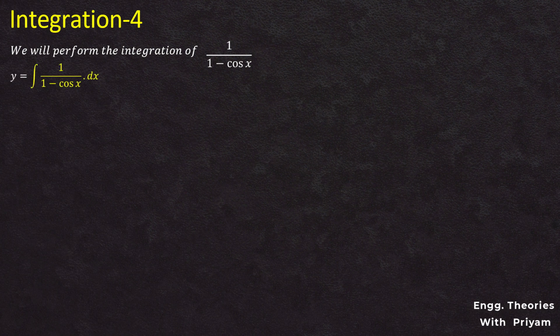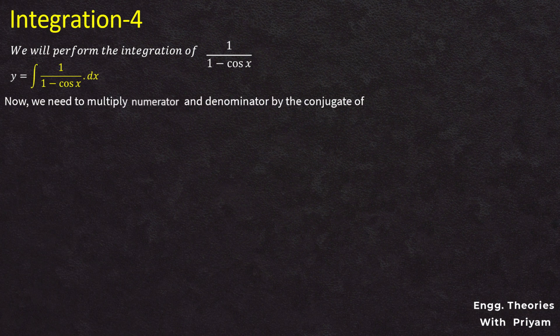In this lecture of integration, we will perform the integration of 1 by 1 minus cos x with respect to x. In order to perform the integration of 1 by 1 minus cos x, we will write y is equal to integration of 1 by 1 minus cos x into dx. Now, we need to multiply numerator and denominator by the conjugate of 1 minus cos x. The conjugate of 1 minus cos x is 1 plus cos x. So, we need to multiply this integration by 1 plus cos x.